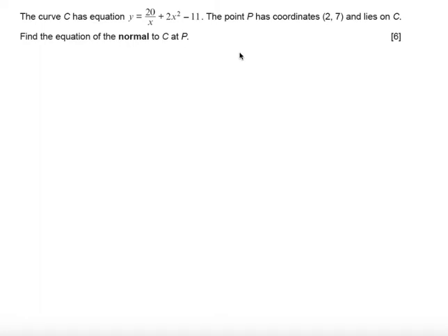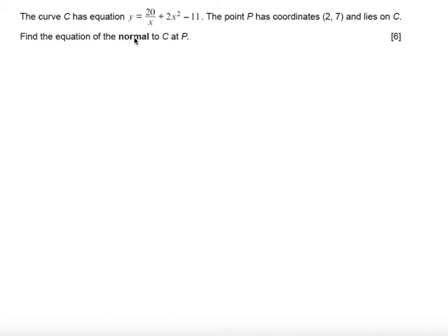In this question, we're told the curve C has equation y equals 20 over x plus 2x squared minus 11. The point P has coordinates (2, 7) and lies on C. Find the equation of the normal to C at P.